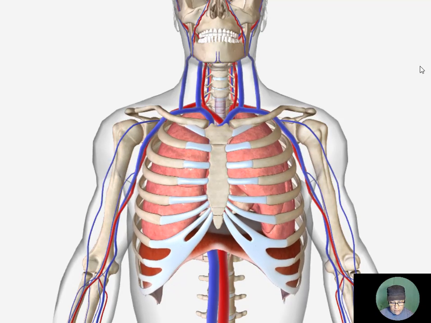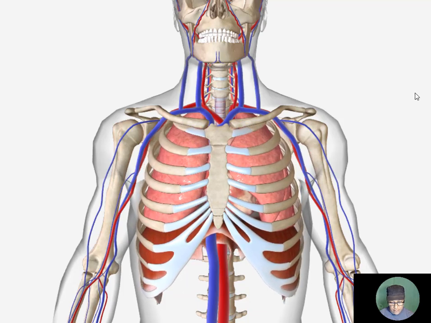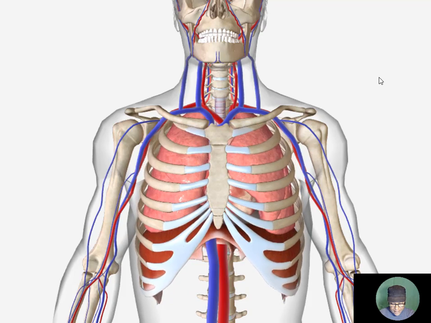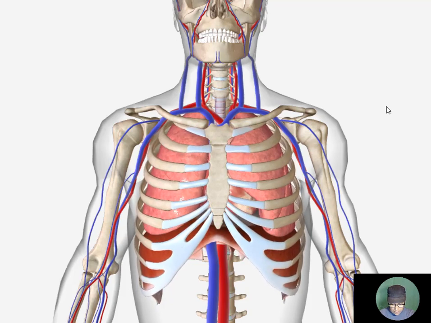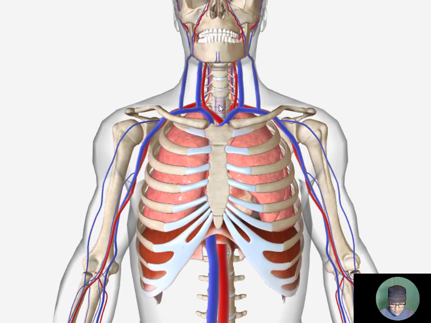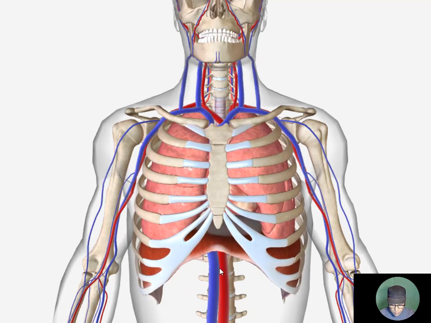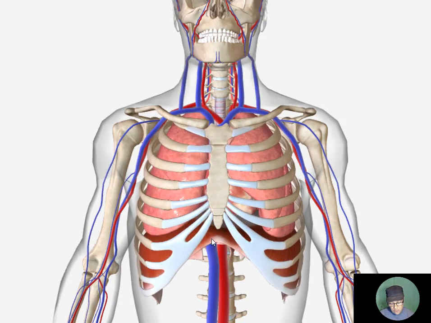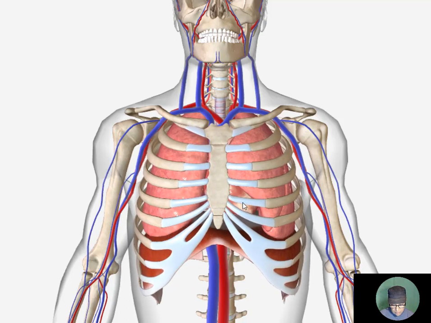So if you look here on the screen, you will see our person that is actively breathing in 3D. We can see the vasculature that's coming down from the head and neck. We can see the trachea here. But what I want you to watch is the movement of the diaphragm and the expansion of the chest. You can see the heart right back here.